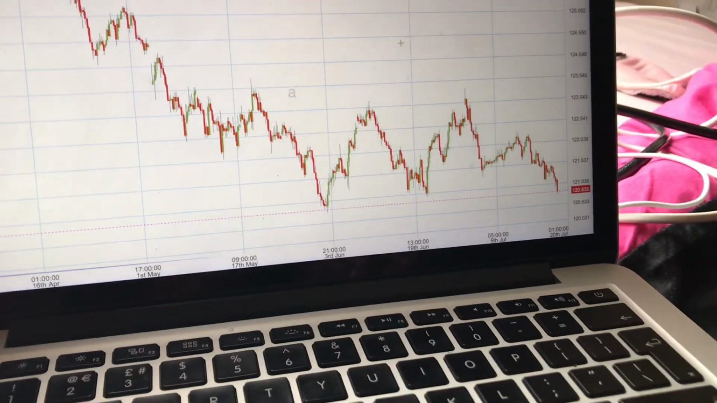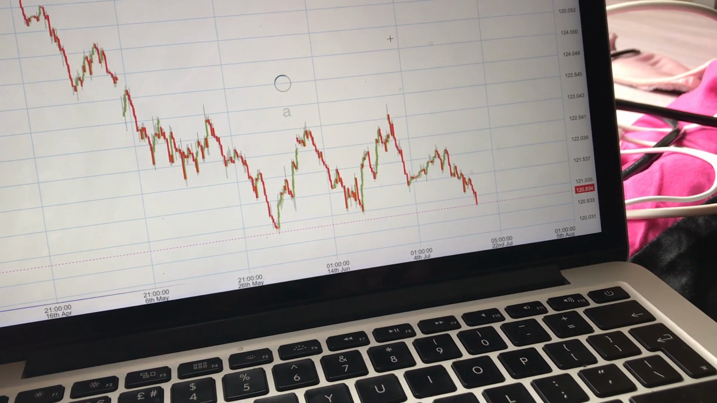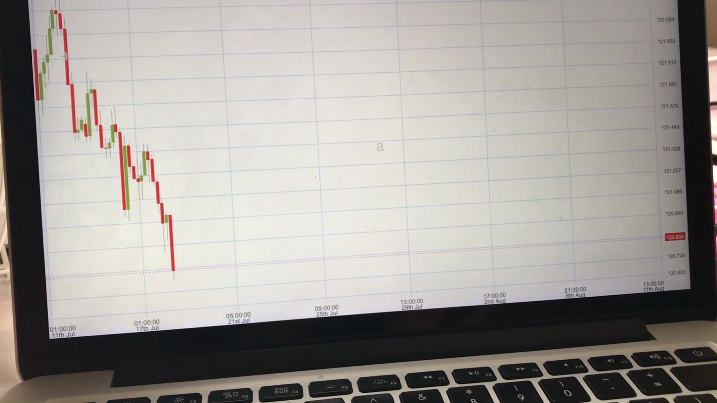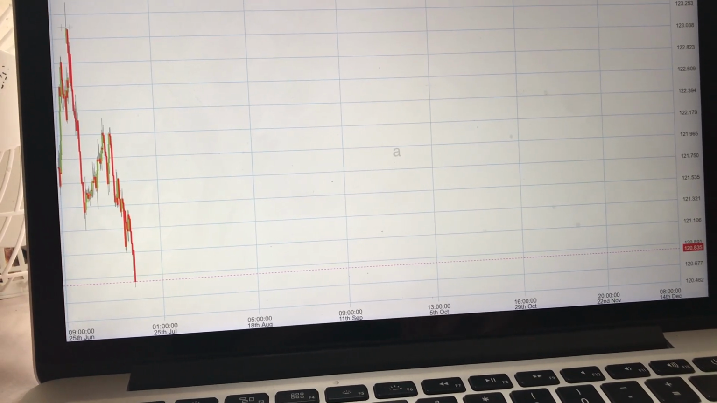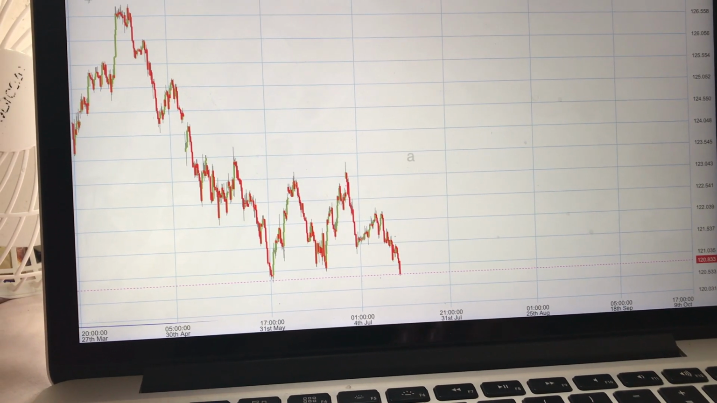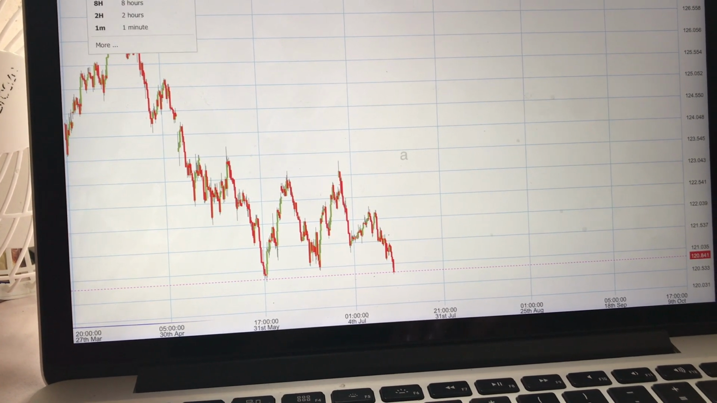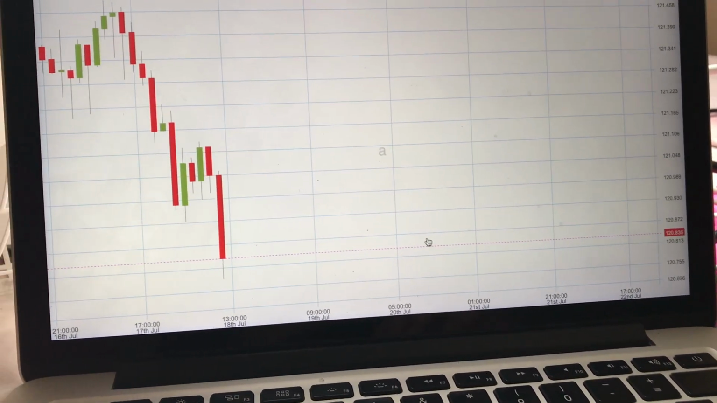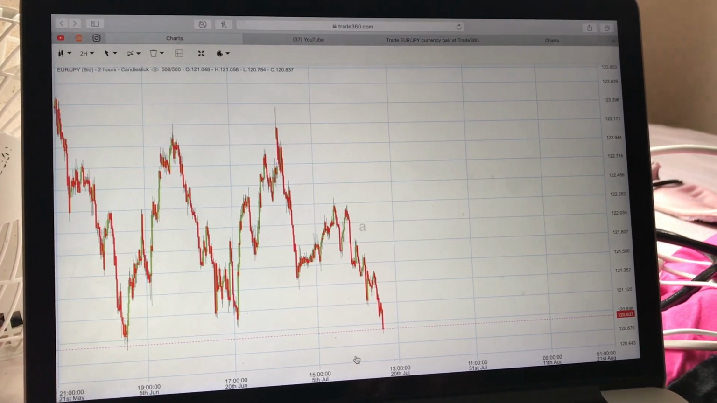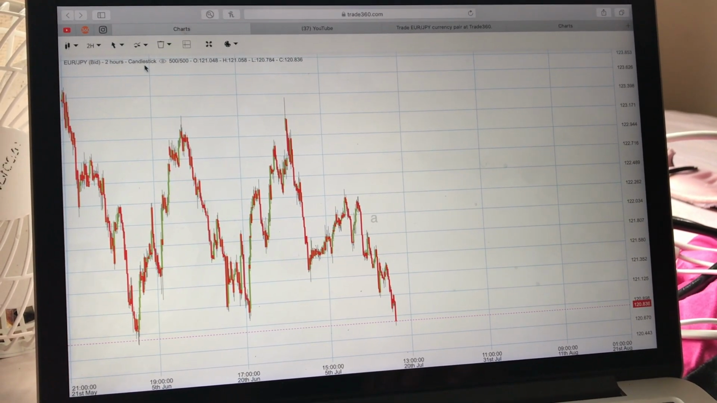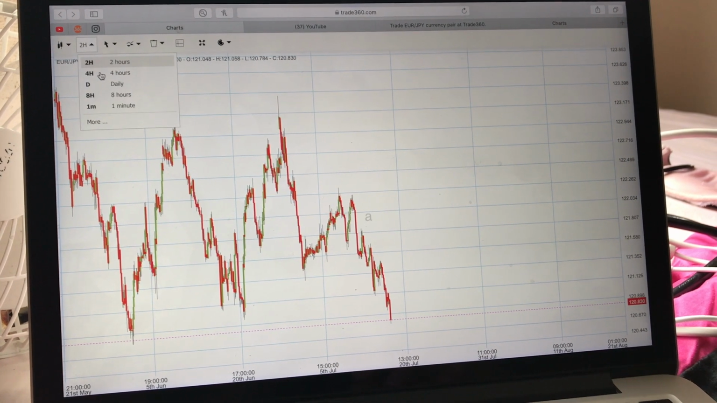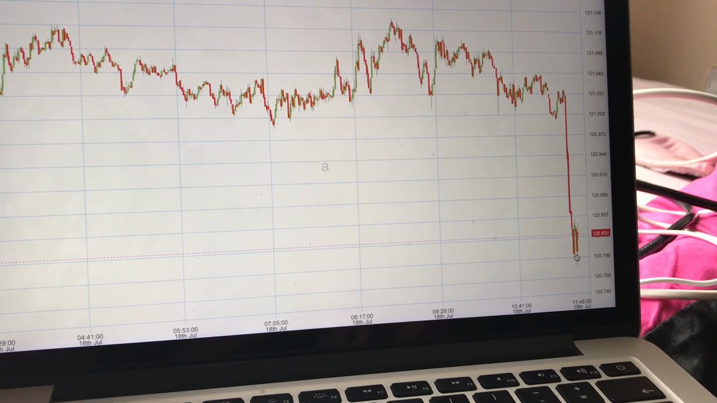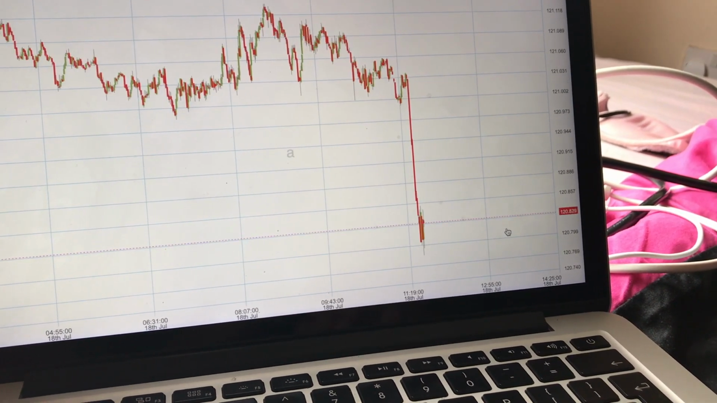This is a four hour chart. That's what it looks like there. This is for EUR JPY. This is the 2 hour chart. See that? Right now, honestly, I don't really know what I'm doing. This is the mini chart. Look at that. Look how it dropped. Look at that. That is actually crazy.